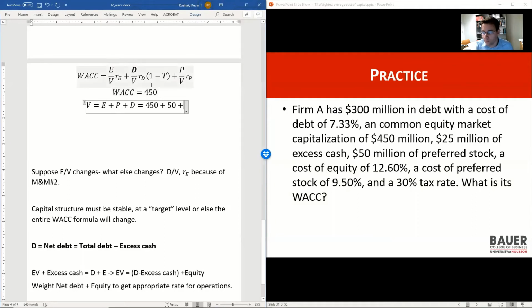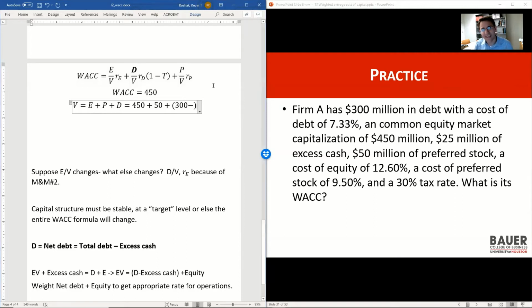And now here's a little bit of a tricky part. The debt is worth $300 million. Okay, firm A has $300 million in debt. Now, we don't want to forget about the excess cash, however. Remember that when we're doing this, we have to get rid of the excess cash because we want to focus on the free cash flows, right? We want to discount the free cash flows. We want to get the enterprise value. The cash is its own thing. We want to separate it from the enterprise value.